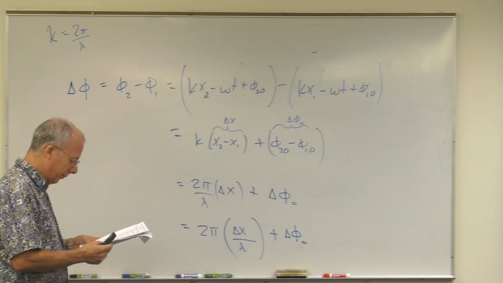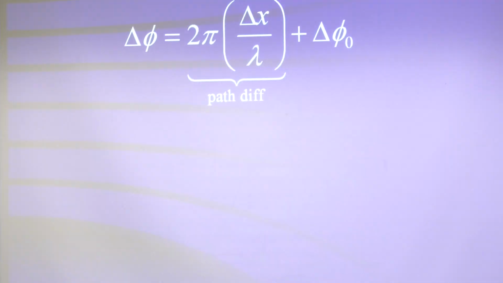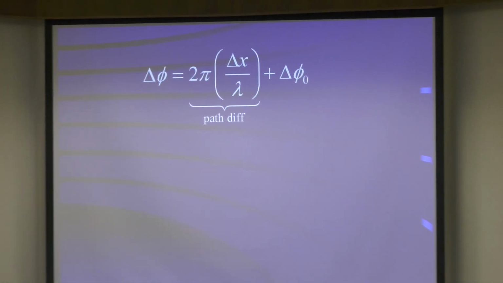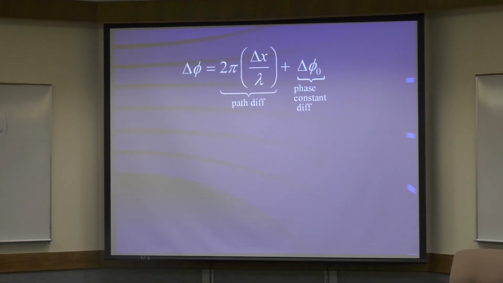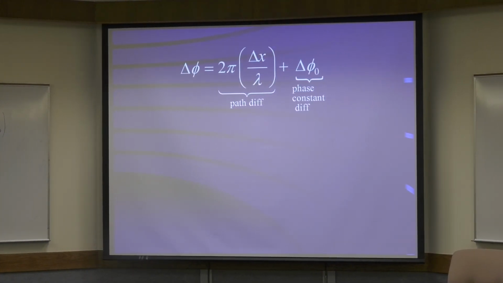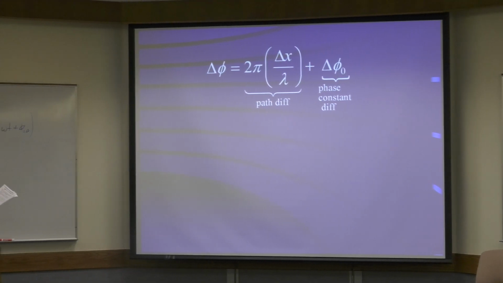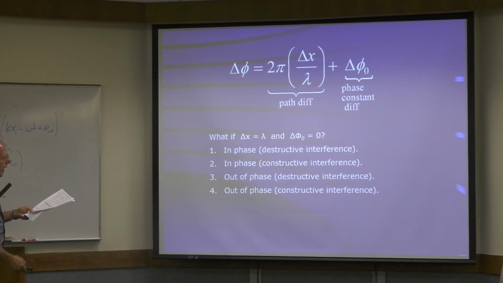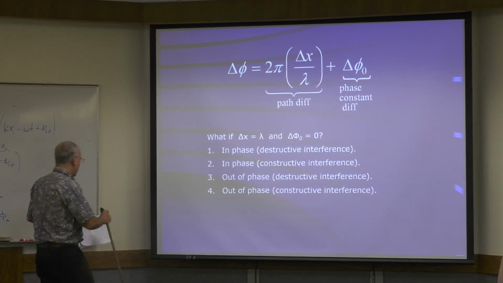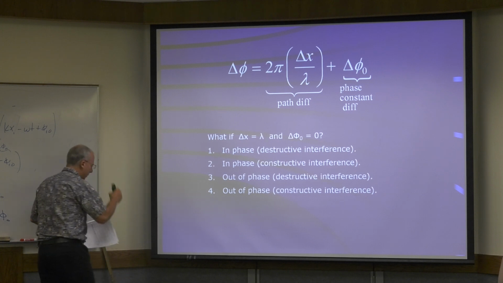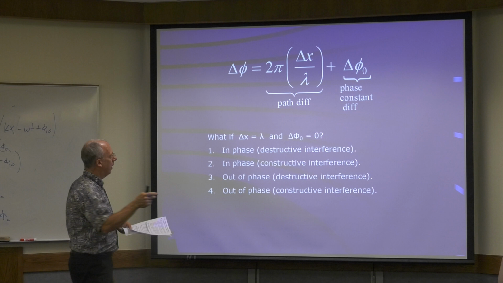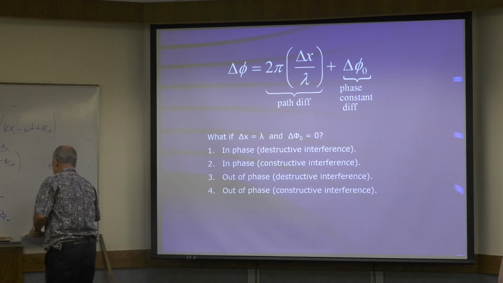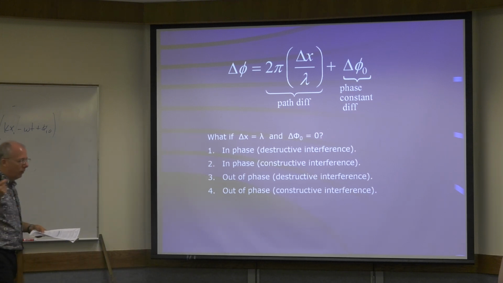So that's wonderful. And again, that's the path difference, because there's your delta x. That's the path difference. And the next one is the phase constant difference. So that's exactly what we saw earlier. All right, so I'm going to ask you some questions. And I want you to answer them in 2 ways. First, just think about it. And second, just use the equation. So just think about what we've learned already.